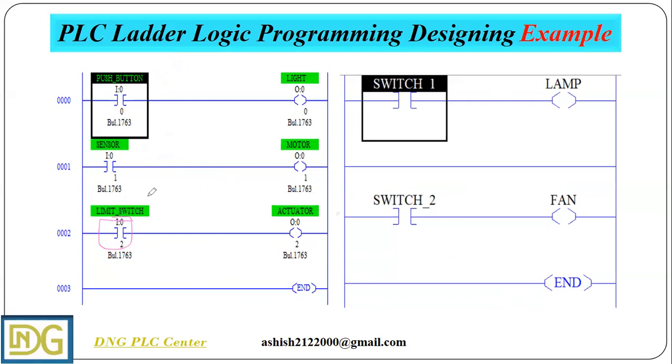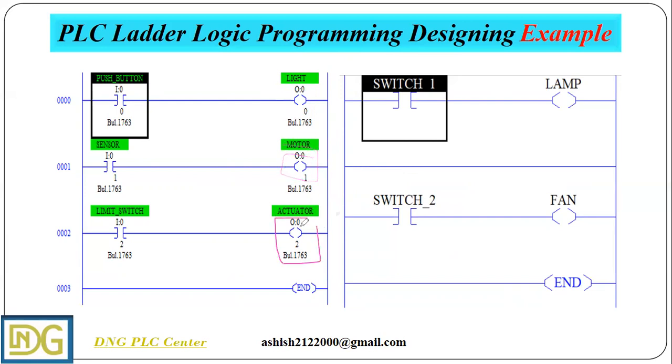All inputs have different addresses, as you can see, I.0/2. And on the right side we have our outputs. We have a light, a motor, and an actuator, and our outputs also have different addresses for working.